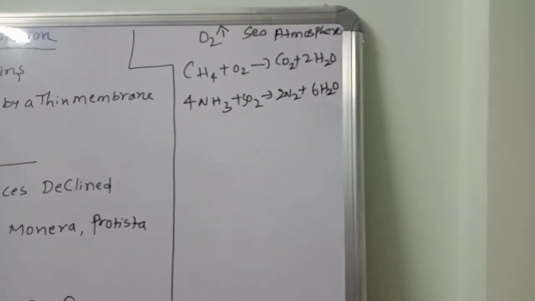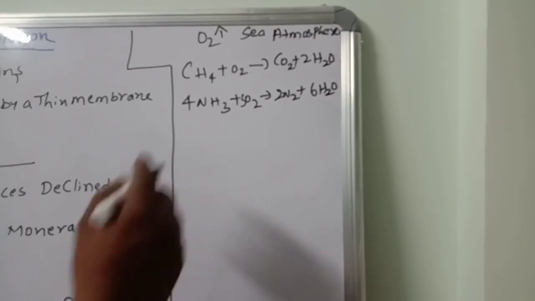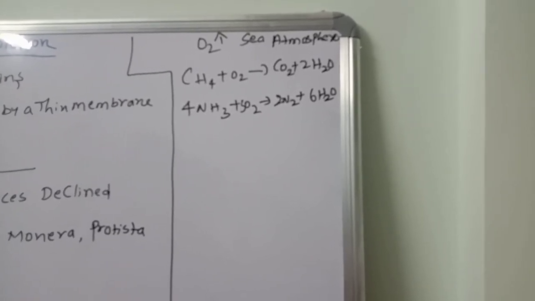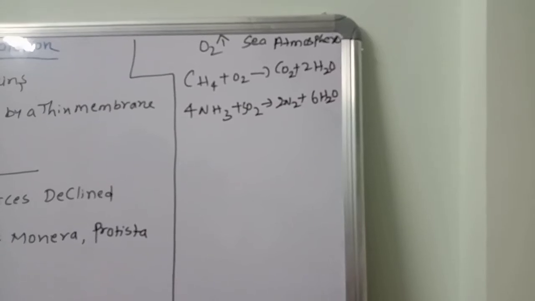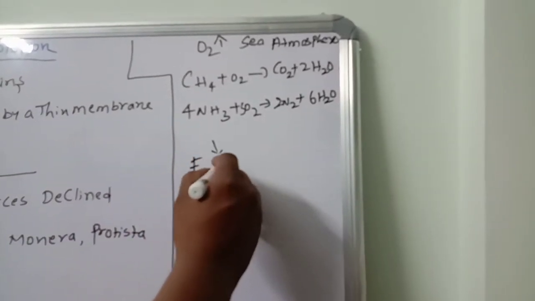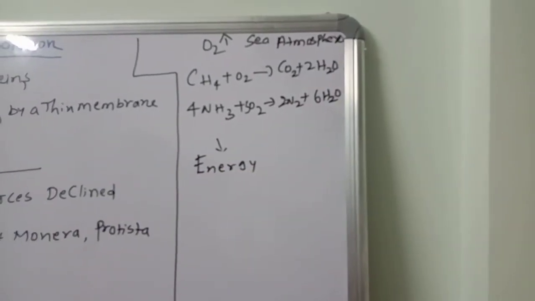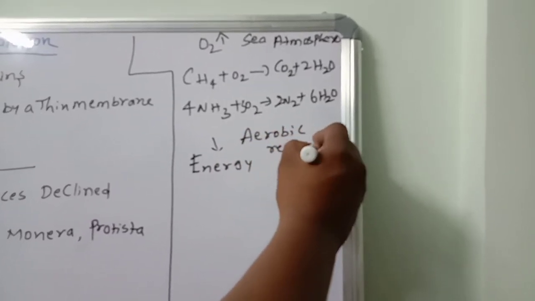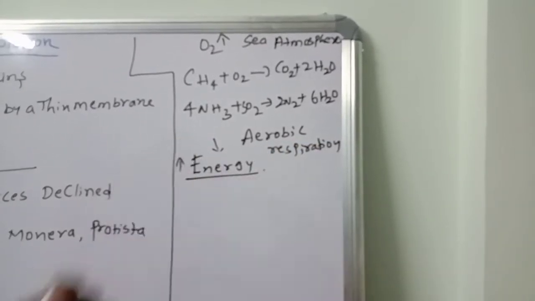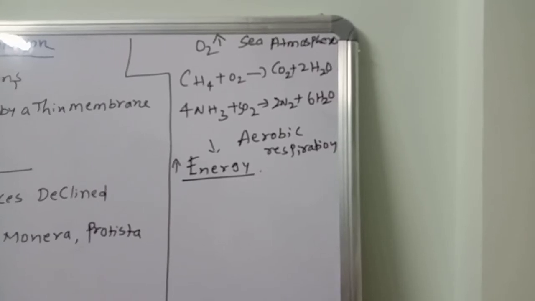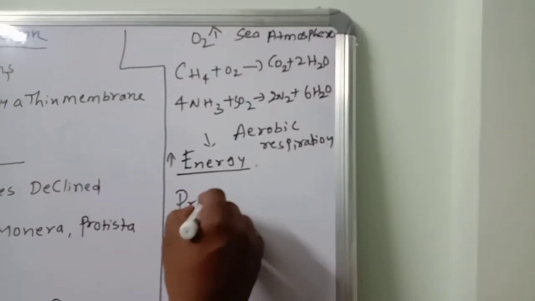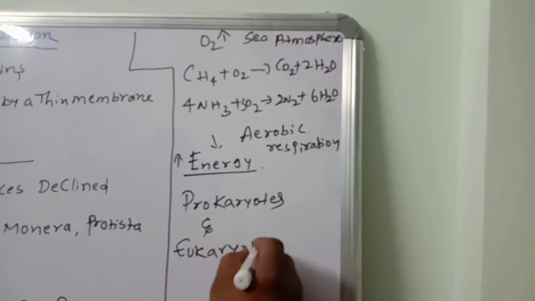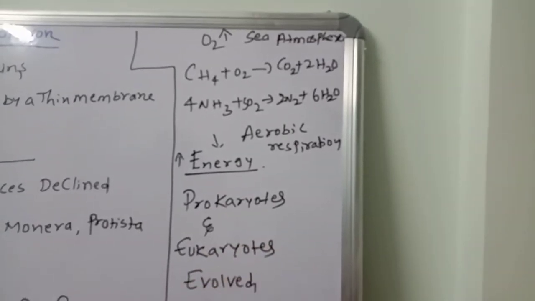Like this, the CO2 formation: oxygen combined with methane, carbon dioxide formation, and nitrogen formation we identified. So this leads to a large amount of energy. Oxygen more means automatically aerobic respiration. Aerobic respiration means that leads to what? Production of a large amount of energy by the oxidation of foodstuffs. So like this, prokaryotes and eukaryotes evolved. These points you should remember.